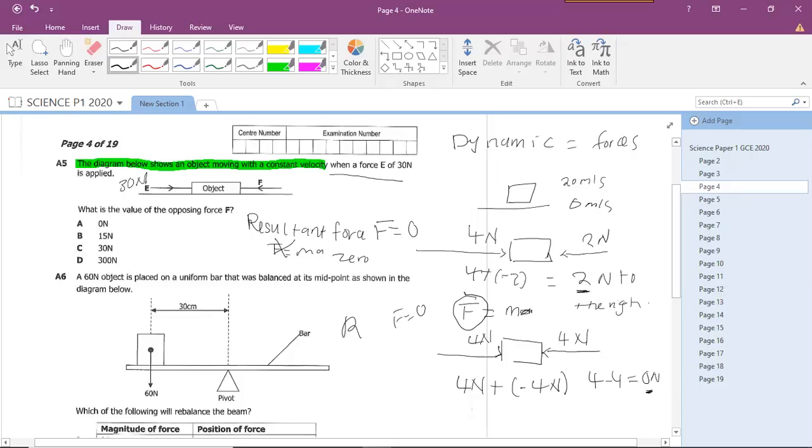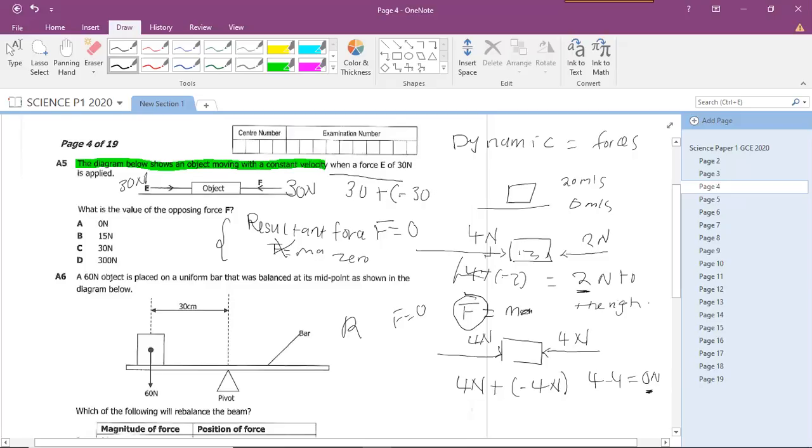Again, constant motion means the resultant force is 0. So what is the value of the opposing force F? Definitely, because of constant velocity, the opposing force has to be 30 newtons, such that when you add these two forces, you're going to have force E, which is 30 newtons, plus negative 30 newtons.